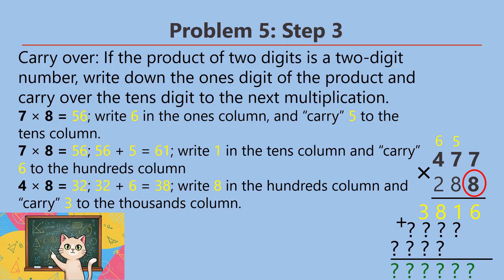7 times 8 is equal to 56, 56 plus 5 is equal to 61, write 1 in the tens column and carry 6 to the hundreds column. 4 times 8 is equal to 32, 32 plus 6 is equal to 38, write 8 in the hundreds column and carry 3 to the thousands column.